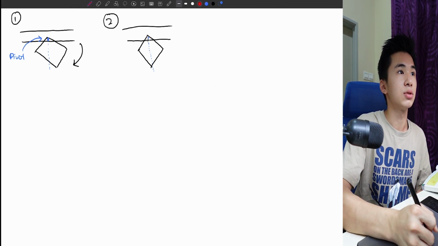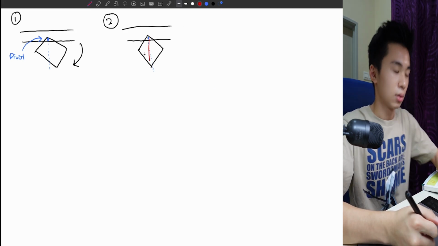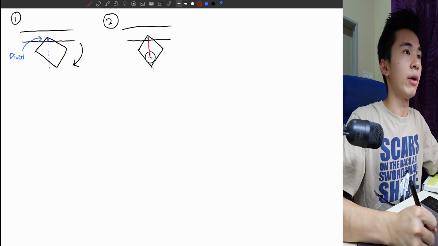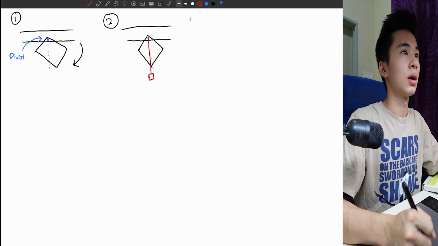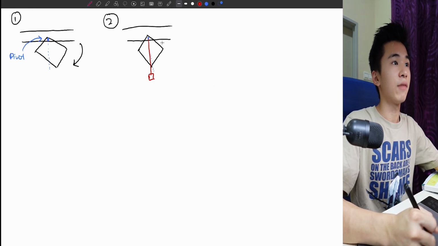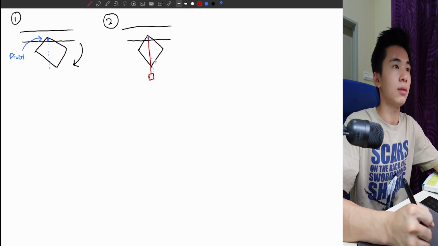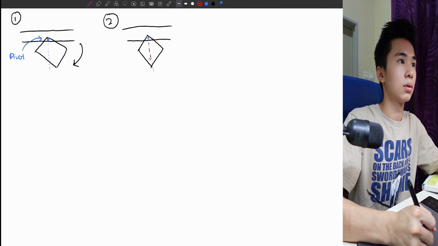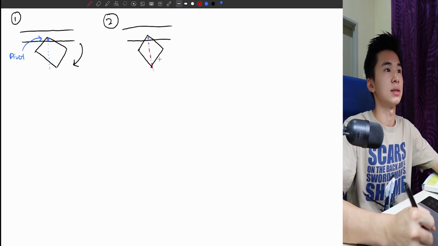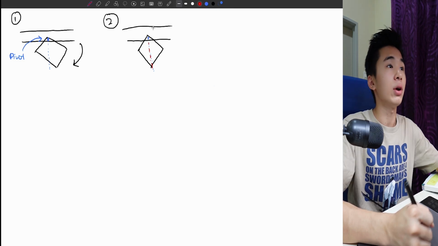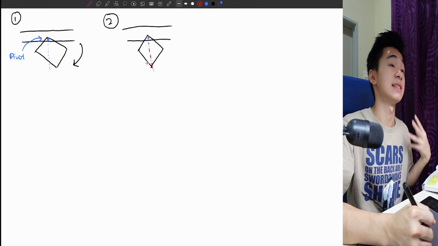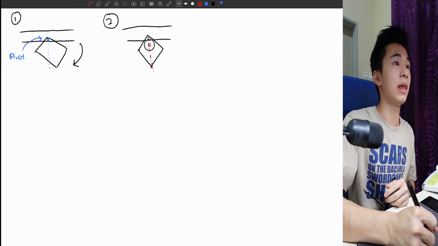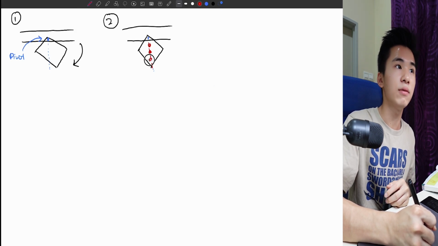So I will hang a string here. Let me just draw it nicer. I will hang a string and put a heavy object here. And after I have hung this string, I will draw a line, a line like this. And right here, I do not know where the center of mass is. It can be either here, or even here.